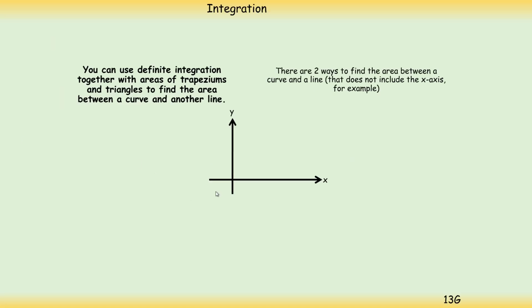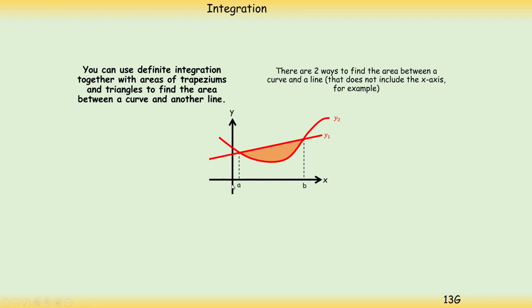Okay, so if we have a case such as this one, where we have a line y1 and a curve y2, we've got an area here that's bounded by y1 and y2. How do we calculate that area?